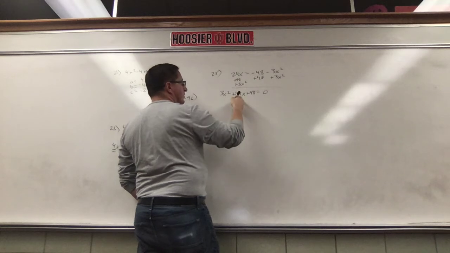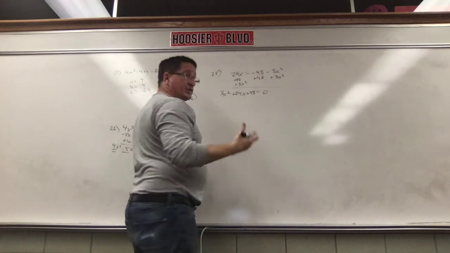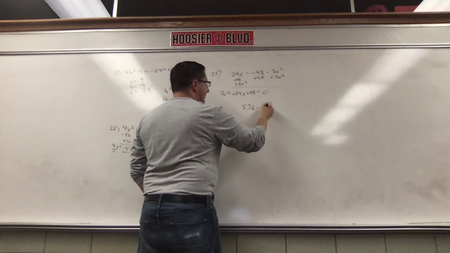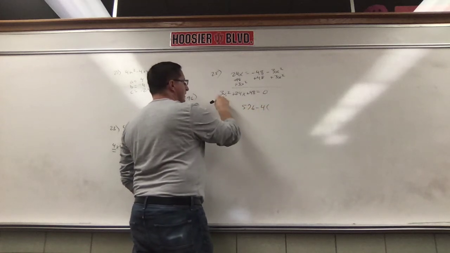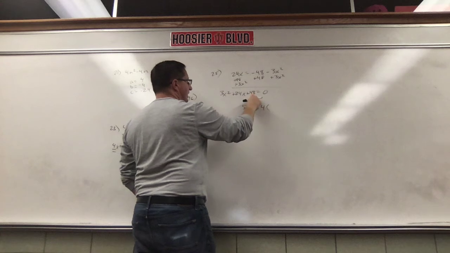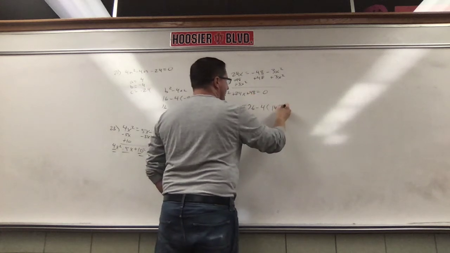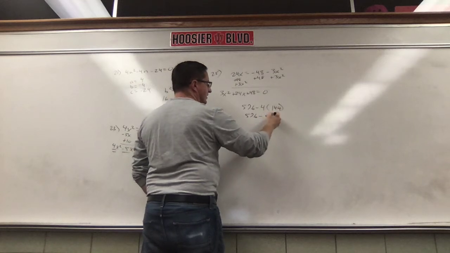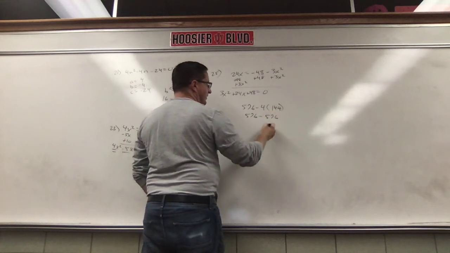So b squared is 24 squared. 24 squared, you could use a calculator, is 576 minus 4 times a times c. A times c is 3 times 48. 3 times 48 is 144. 4 times 144, again, you could use calculators, is 576. 576 minus 576 is 0.